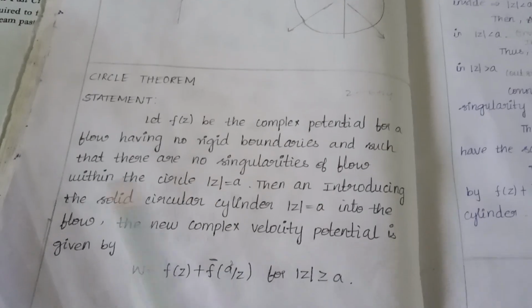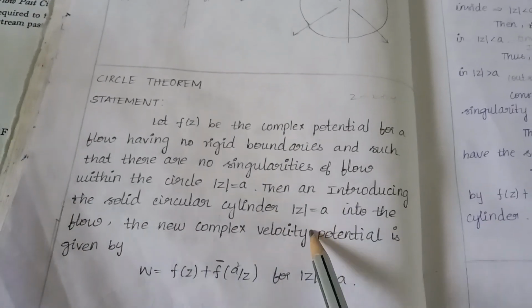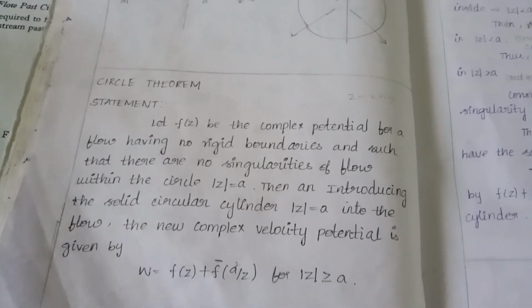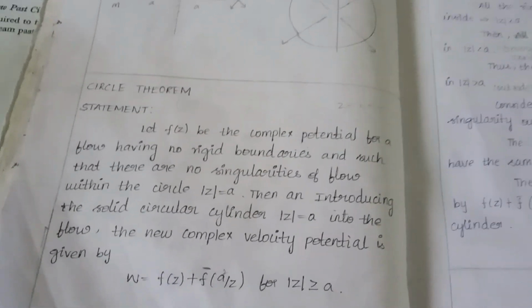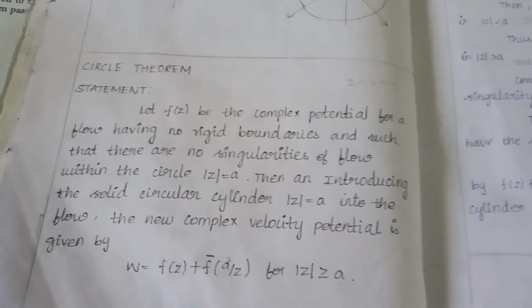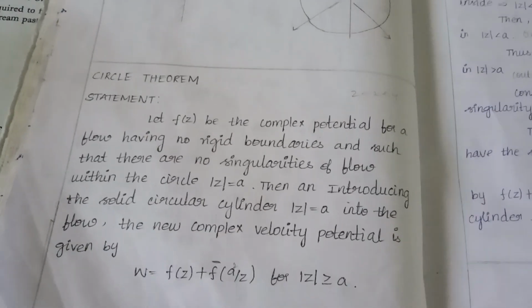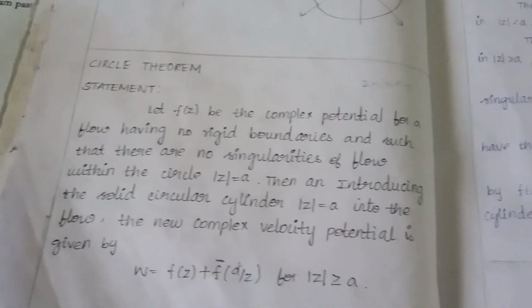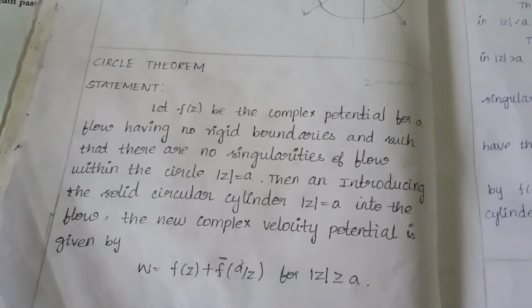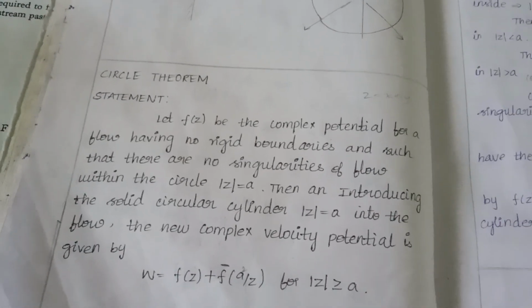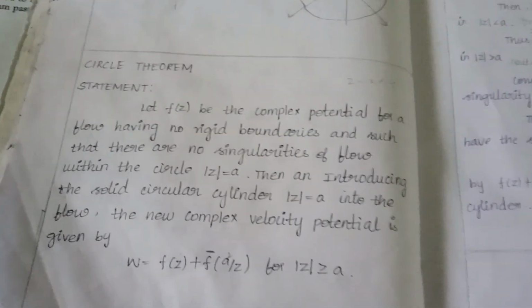Then, introducing a solid circular cylinder, modulus of z equal to a, into the flow, we have the flow that is a complex potential of the form f of z having no rigid boundaries. For that, there are also no singularities of the flow within the circle. In addition to this, we are introducing the solid circular cylinder, that is modulus of z equal to a, into that flow. Then there is already one complex potential. If you introduce the solid circular cylinder, there will be another complex potential.